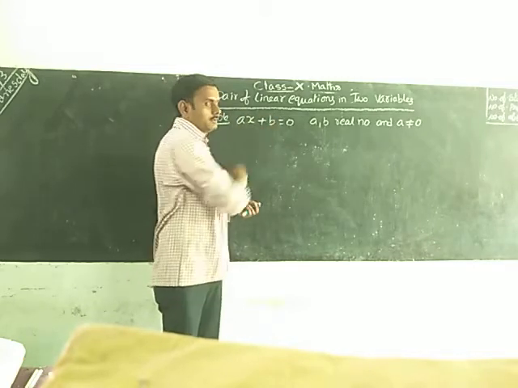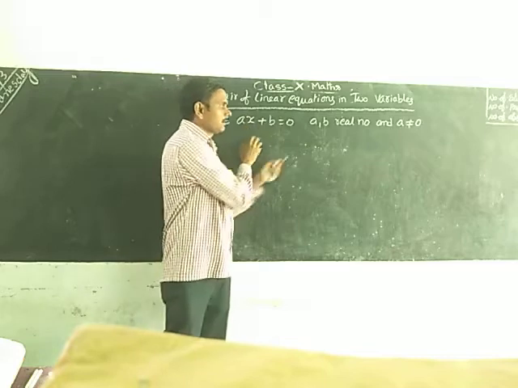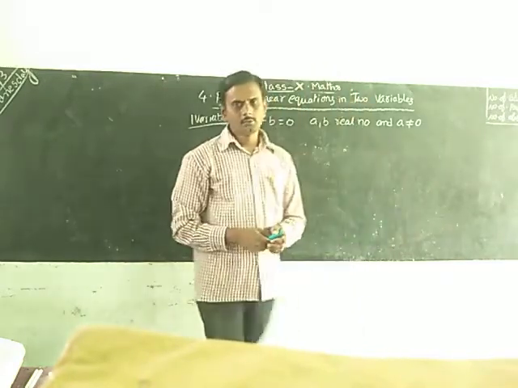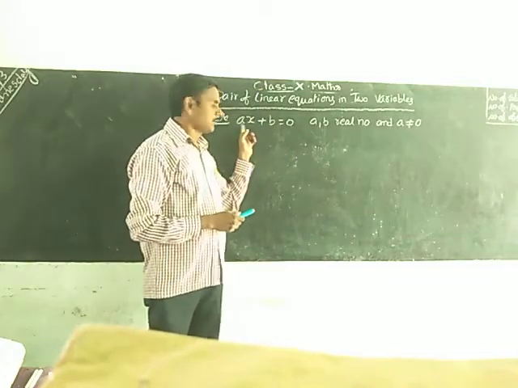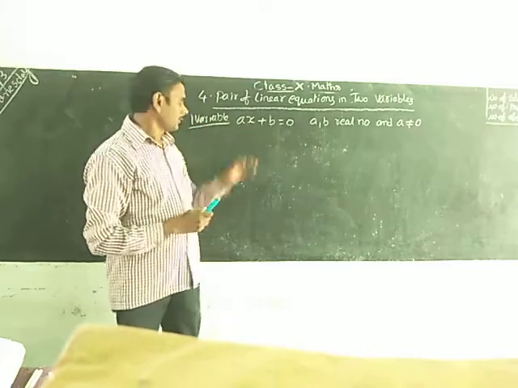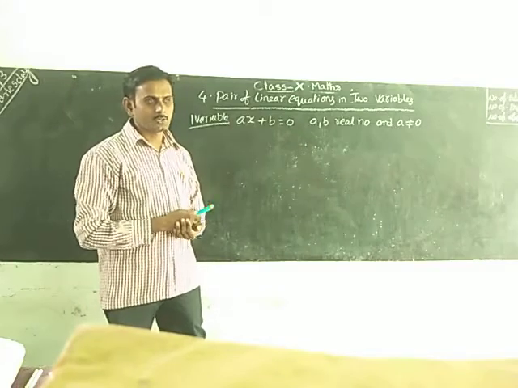Here a and b are constants, taken as real numbers. Real numbers means those are numbers only, not variables. So a is not equal to 0. That means the coefficient of x should not be equal to 0. If it is 0, we can't say that it is a linear equation.